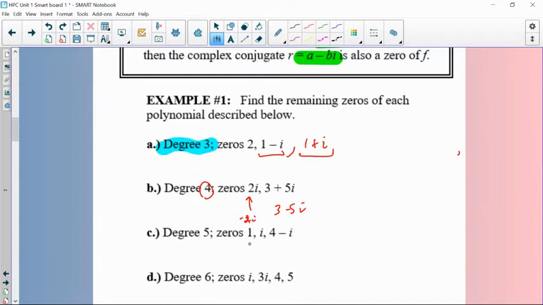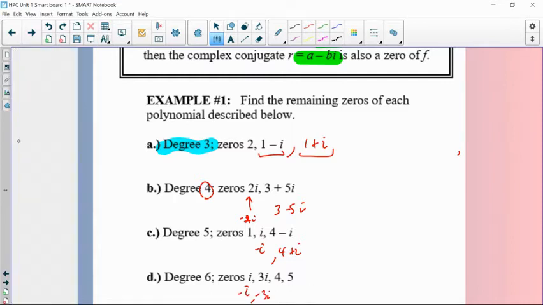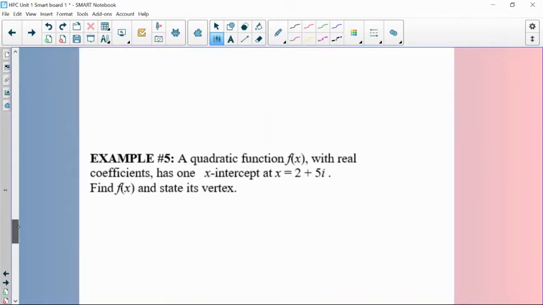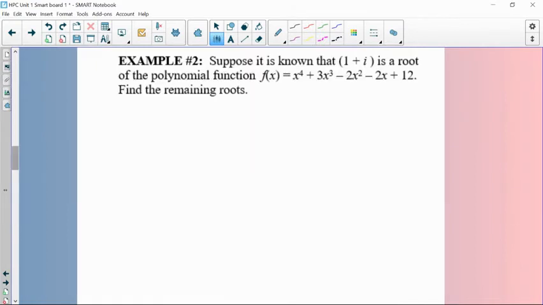Degree 5, so here's one solution, but then there's negative i, and then there'd be 4 plus i would be the 2 other solutions. Degree 6, so negative i, negative 3i, and then there's the remaining solutions. Okay. Oh, my goodness, what happened?